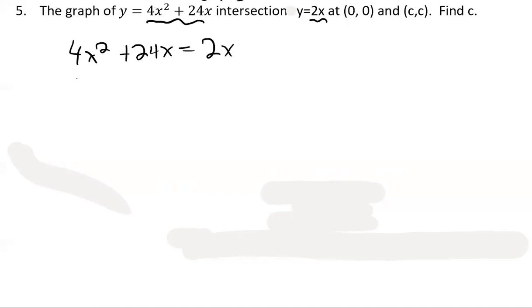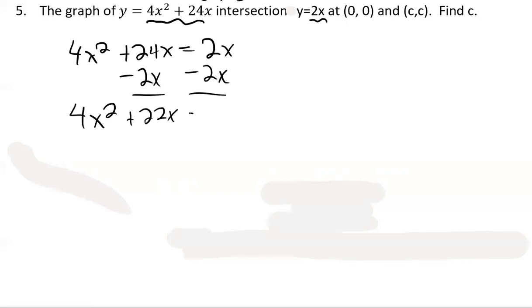Now the instinct is to know that this is a quadratic. So we want one side equal to 0. So I'm going to take away 2x from both sides. So right now we've got 4x squared plus 22x equals 0. And now we're at our AB factoring stage. So let's go ahead and take out the greatest common factor, which is 2x parentheses, and that would leave you with 2x plus 11.